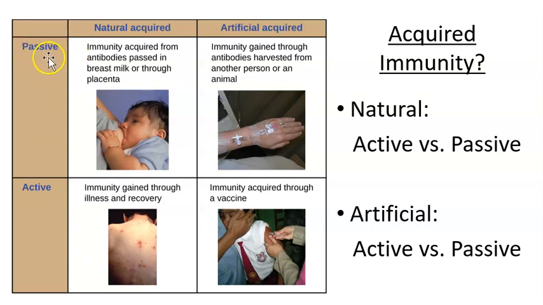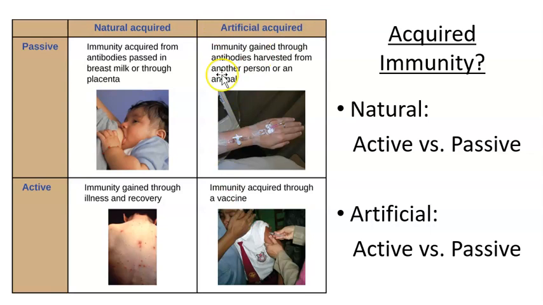You aren't actively mounting a response like you do in this one, where you actually go through the illness and you recover, and now you've got your active responses that are helping with that recovery, but you also have your memory cells that are there. We can do both of these processes through artificial means, and that's where we're looking at vaccinations down here. It's actively going to fight off the vaccine or the infection that is occurring there, and you're going to maintain memory of that later on.